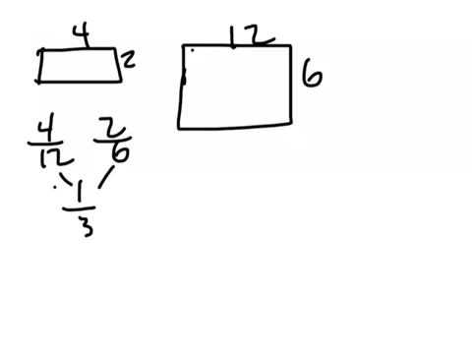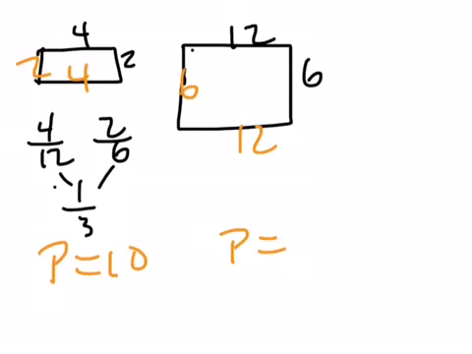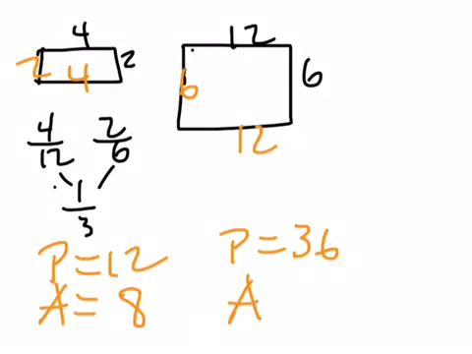Perimeter: this one over here, if I put down 4 and 2 there and 12 and 6 here, this perimeter is going to be 12. This perimeter is going to be 36. Okay, so let's find the area now, and then let's see if we can make some conclusions. Area, 4 times 2 is 8. Area here, 6 times 12, 72.